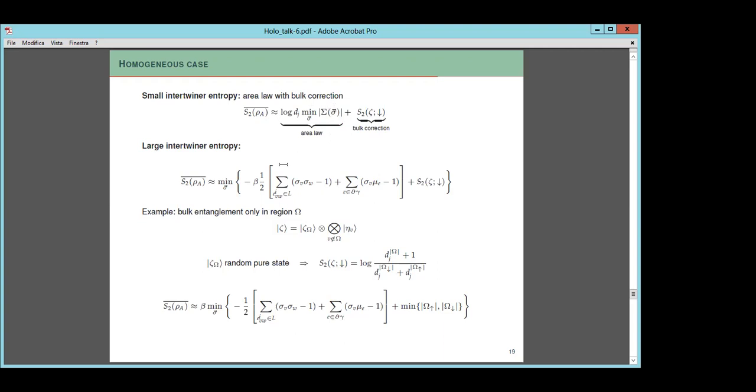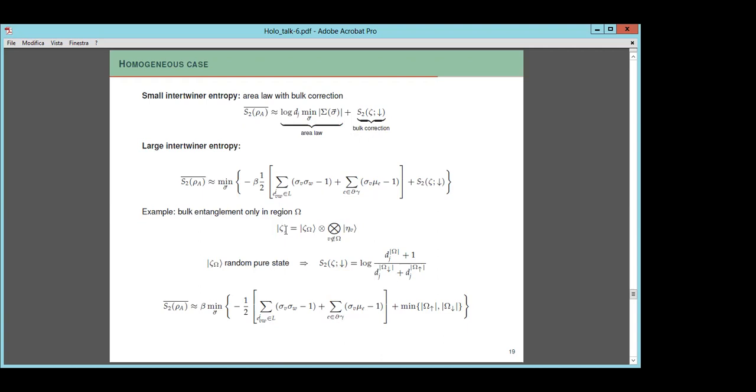The story is different when the contribution from the intertwiner entanglement entropy is very large. So in this case, the bulk entanglement can strongly modify the behavior of the domain wall. And I'm showing an example which highlights that. So consider the case in which the bulk entanglement is present only in a certain region of the graph that we call omega.